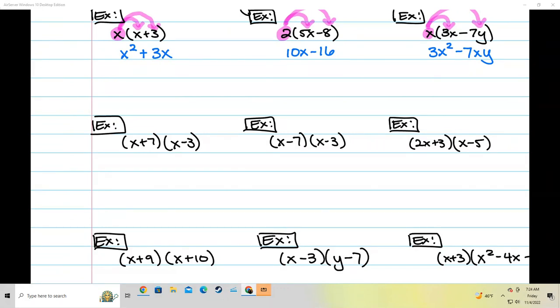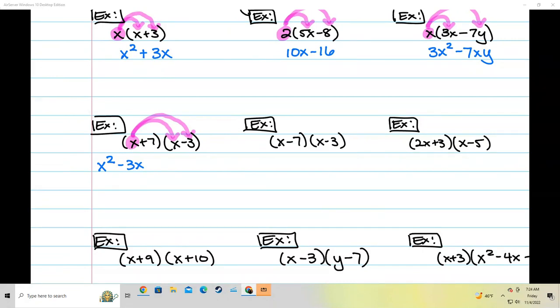I'm first going to distribute this x over to the other parentheses. When I do that, I get x times x, which is x squared. I'm not done distributing that x, so I'm going to multiply x times negative 3, and what I get is negative 3x. At this point, I am done distributing that x.